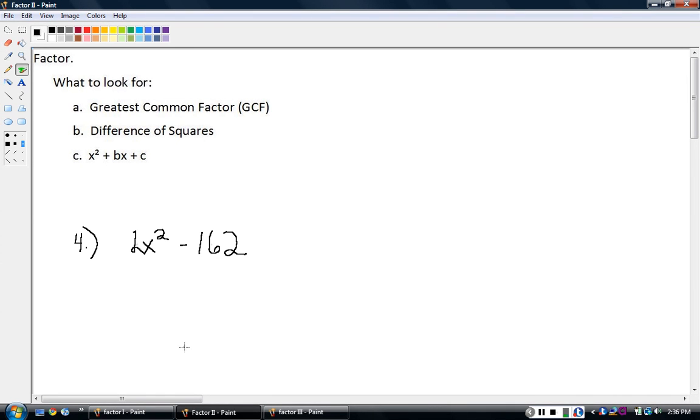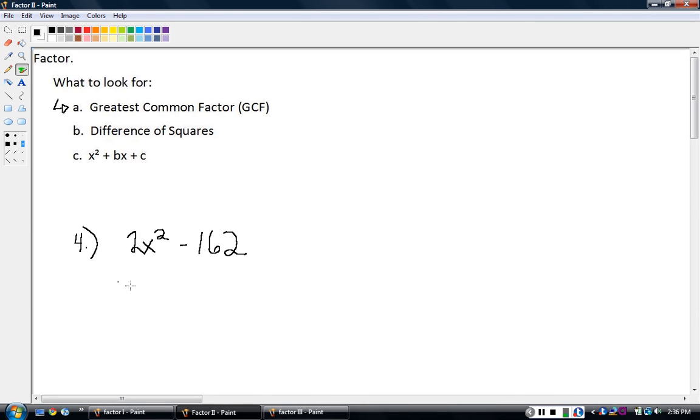Because it looks like it might be the difference of squares because there's a minus in between, but this isn't a perfect square. That's a 2. Right? I can't take the square root of 2. Okay, so that's not a perfect square. And 162 is not a perfect square, right? But I always want to do this first. Remember, you always start with this. Always look for that. Sometimes you can, sometimes you can't.